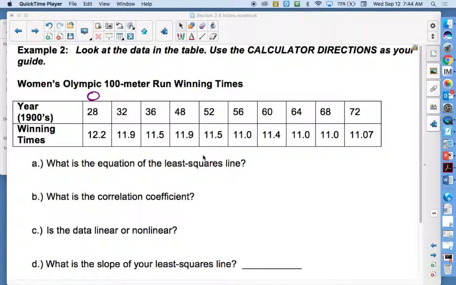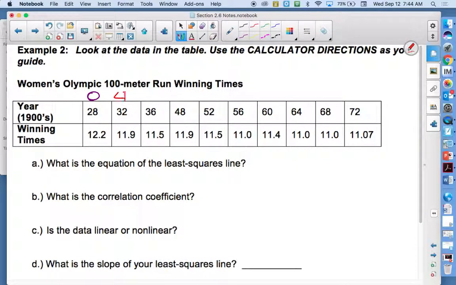Labeling the values, we have 0, and then this is 4 years from the initial value. This would be 8 years from the initial value. That's 20 years from the initial year. So when you're labeling those, just be careful.